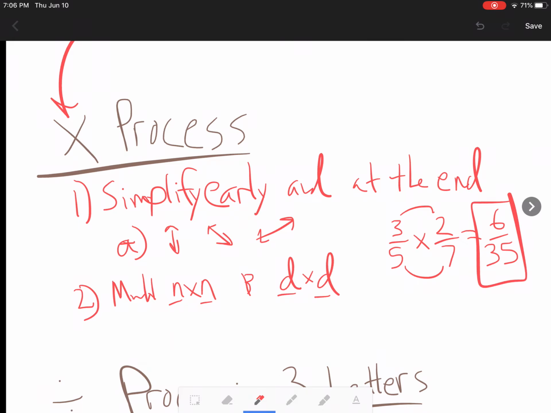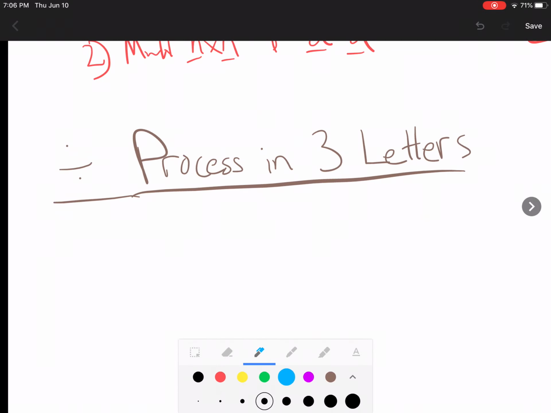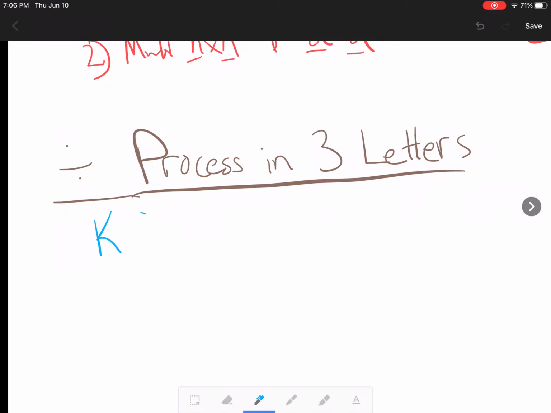So multiplying is fairly straightforward. Division, a little more complicated. But for division, we also have 3 letters that help us out with it. K, C, F. Gotta be really careful. It's not KFC, it's KCF.